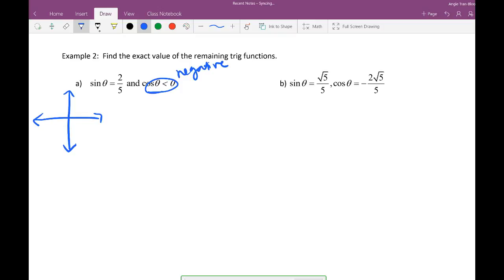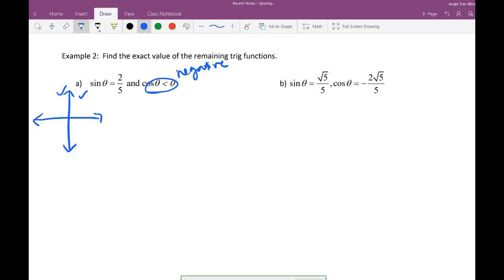So let's talk about sine first. Sine 2/5, that's negative, right, guys? What? No, it's not negative. I'm sorry, sine 2/5, that's positive. My bad. Sine 2/5 is positive. What two quadrants should we check that off in? 1 and 2. Perfect.